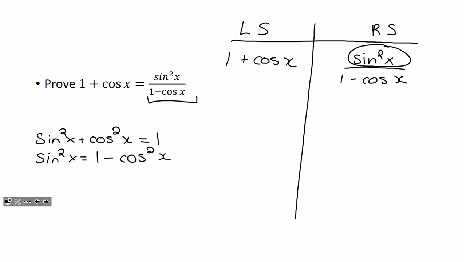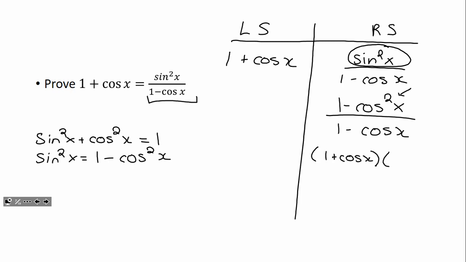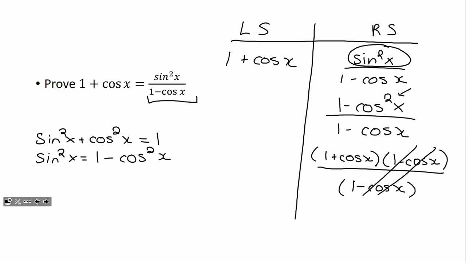So when I do that and I replace it, I recognize, well, it's got an exponent of 2, so I can factor it. It's a difference of squares. I get 1 plus cos x, 1 minus cos x, all over that 1 minus cos x. And you can see that these two cancel. I'm left with 1 plus cos x, and my left side equals my right side.